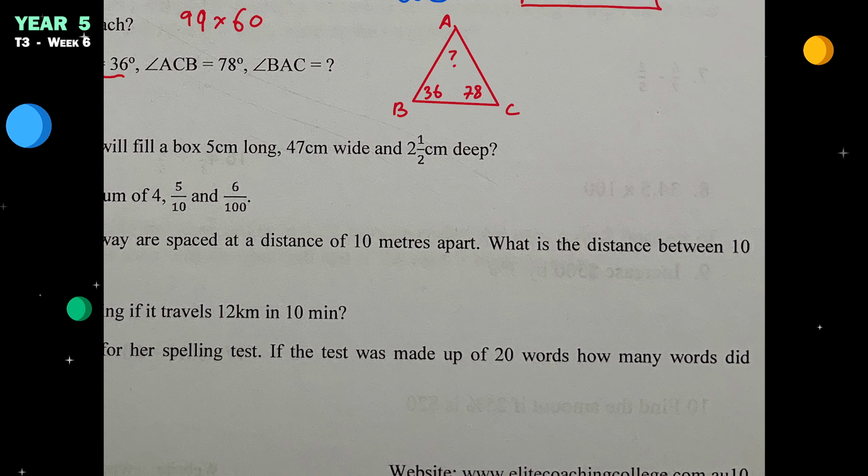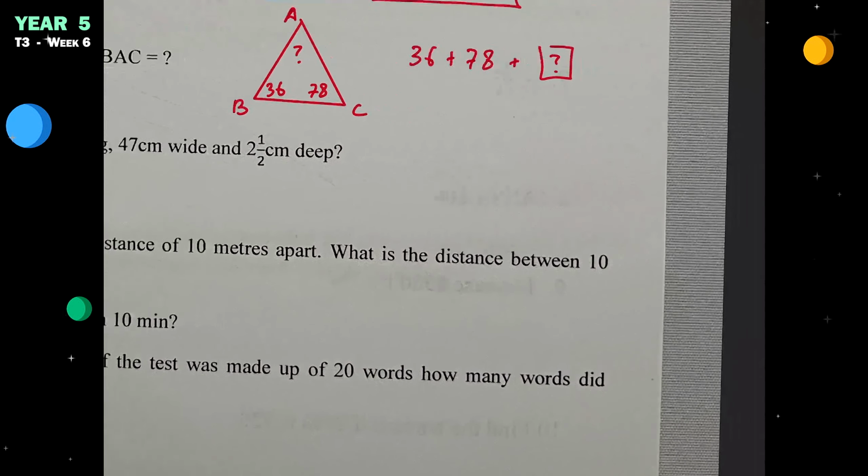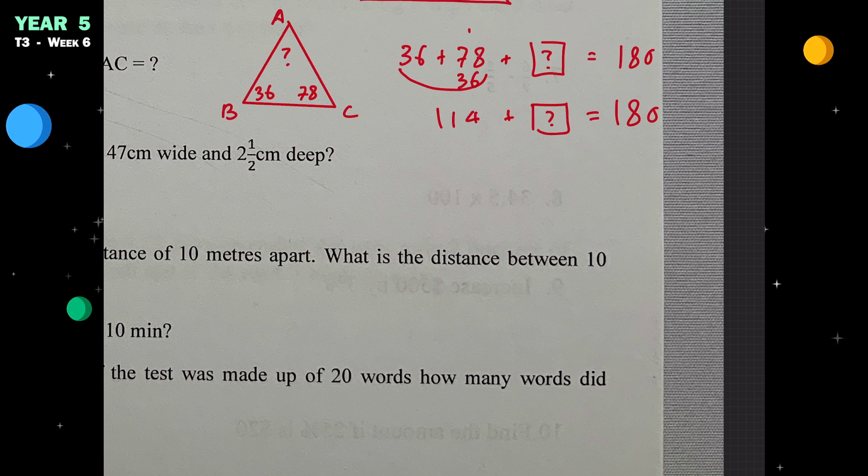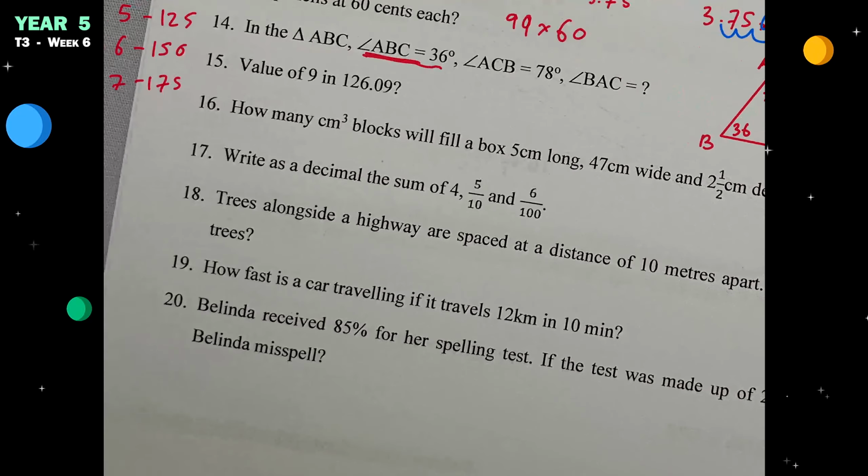Now we know that 36 plus 78 plus the mystery angle, all three angles in a triangle always add up to 180. So let's add these first. 78 plus 36, you get 14, carry the 1, 114. So now you have 114 plus something is equal to 180. I think you can work that one out. I'll let you work it out.